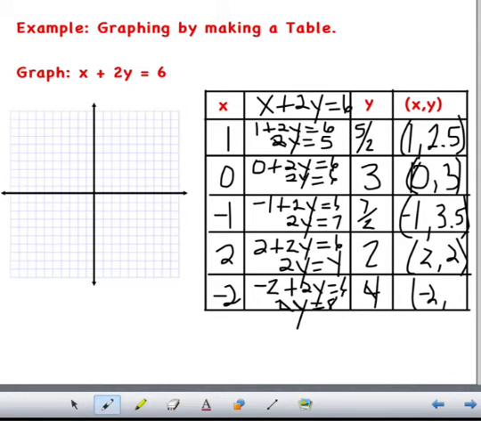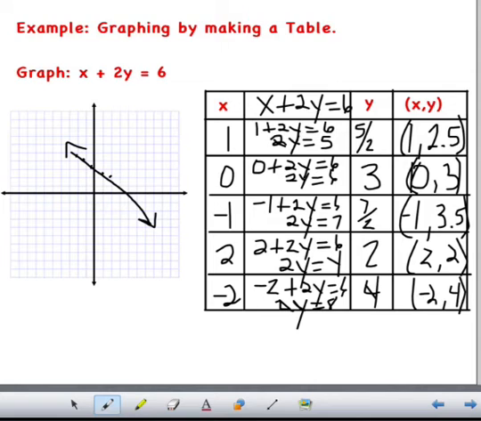So my ordered pair is (-2, 4). Again, I'm just going to plot those points, and then I'm going to have my line. So if my ordered pair is (1, 2 1/2), I'm going to go up to about 2 1/2. (0, 3), (-1, 3 1/2). That's really closer to 4, I think. I have to do the best I can here. (2, 2). And (-2, 4), and then you have your line, and you have graphed that line just making a table.